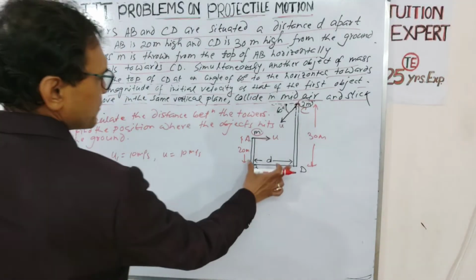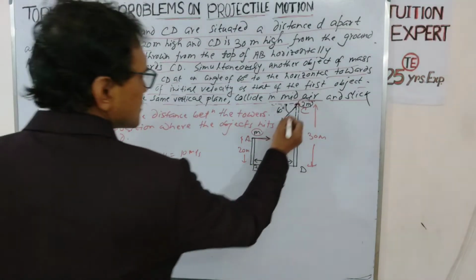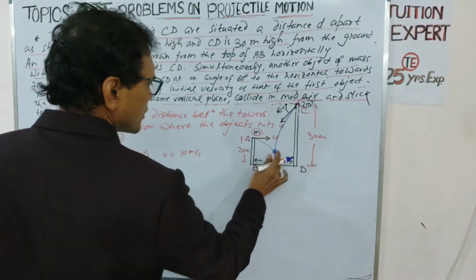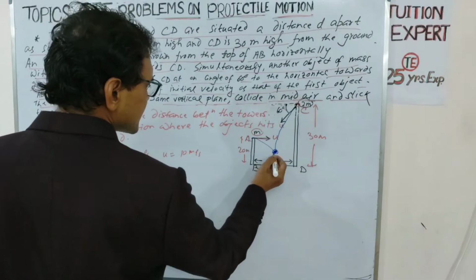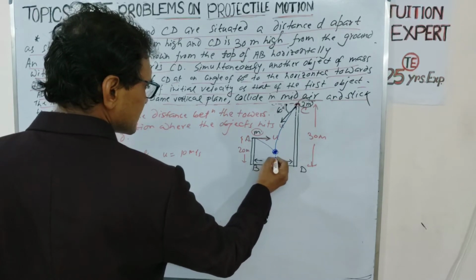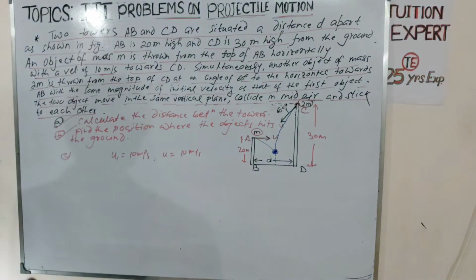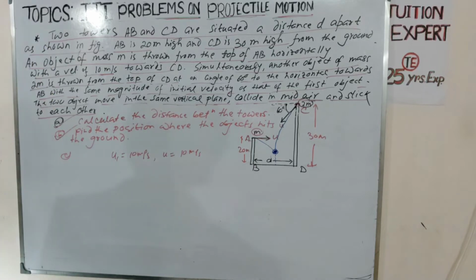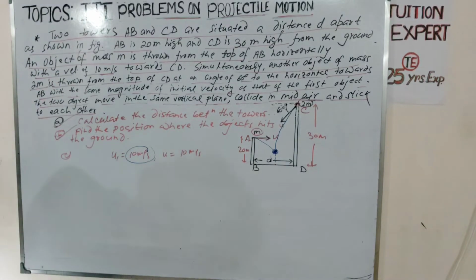This is the problem. So we have to find the distance and where the two bodies collide here, and where this combined object hits the ground. So we have to consider this or this, where the combined object strikes the ground. To solve the problem, this is 20, 30 and 10 meter per second, 60 degree. So I draw the picture once again.